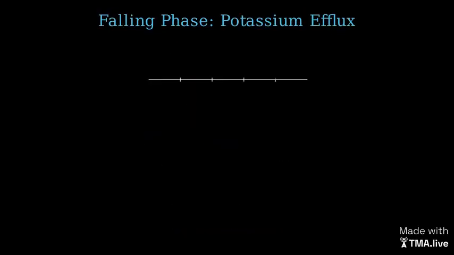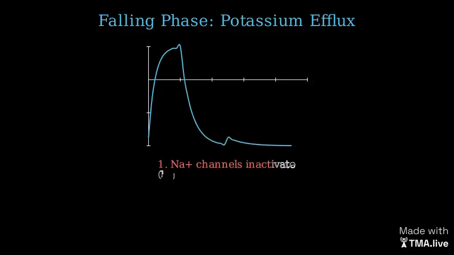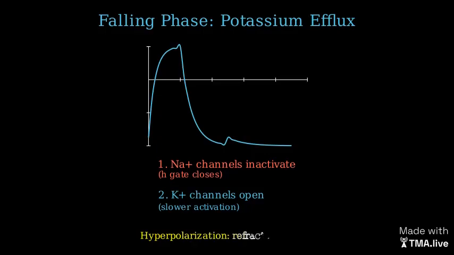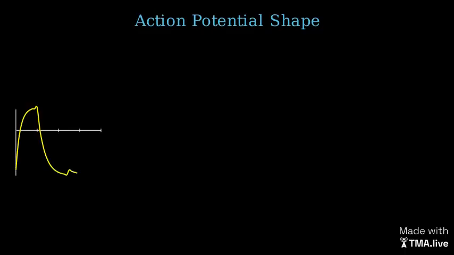STDP is a learning rule where the timing between pre- and postsynaptic spikes determines whether the synapse strengthens or weakens. Pre-before-post strengthens, post-before-pre weakens. When the presynaptic spike arrives before the postsynaptic spike, calcium enters through NMDA receptors. High calcium activates CaMKII, leading to LTP and synapse strengthening.